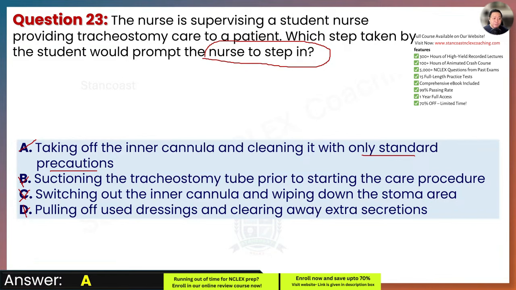Now, what about letter D? Pulling off used dressings and clearing away extra secretions. Well, this is also expected, right? We want to have an infection-free environment around the tracheostomy. As long as these steps are performed with sterile technique, they're completely appropriate, and there's no reason for the nurse to intervene. Alrighty, let's have number 24.